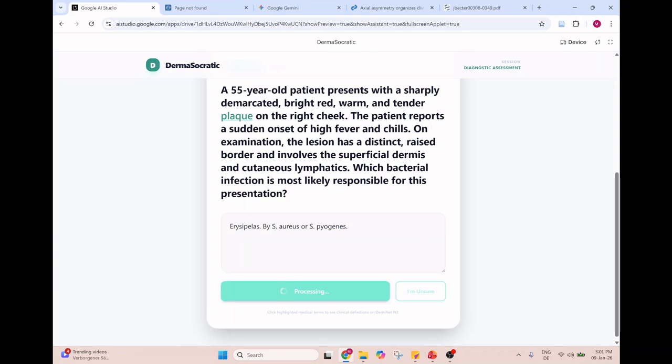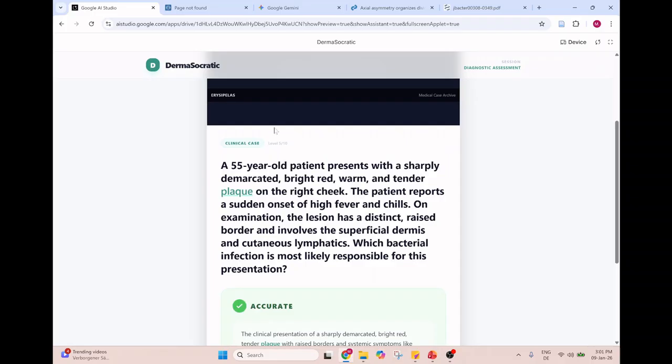The part that I do think is working relatively well is this adjusting of the levels. So if I get answers wrong, it will make it easier. If I do well, then it will make it harder.